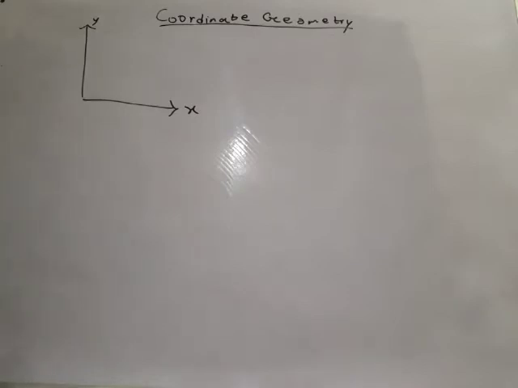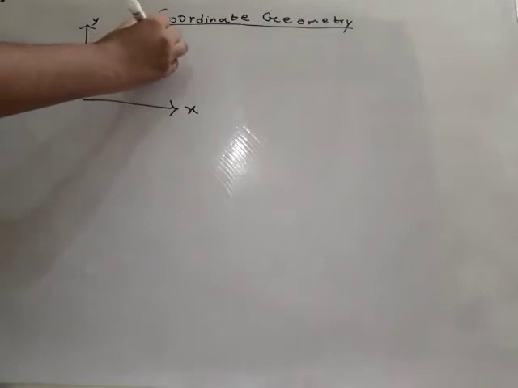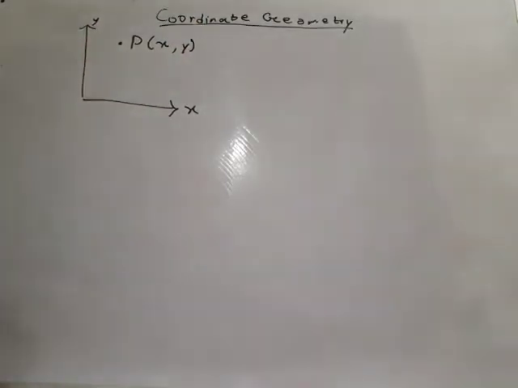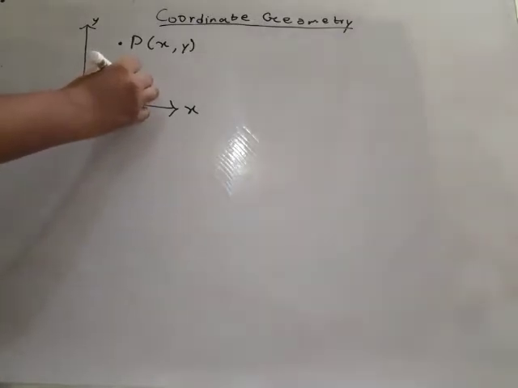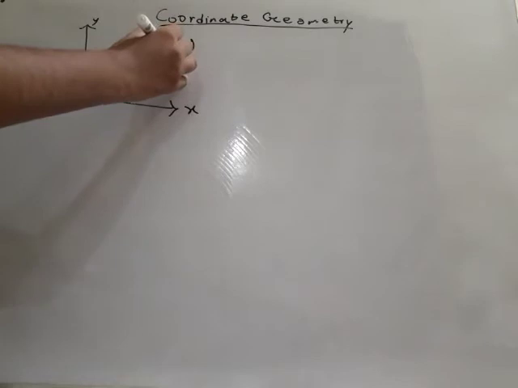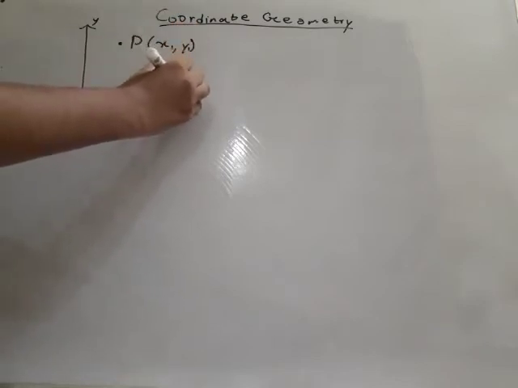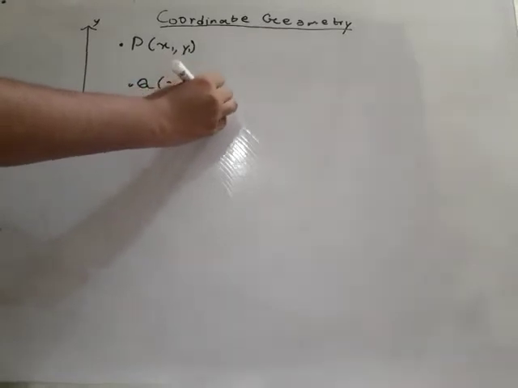Now, a point P is always given by two coordinates, the x coordinate and the y coordinate. Now, if there are 2 points, so there is another point Q. Let P have coordinates x1 and y1 and Q have coordinates x2 and y2.